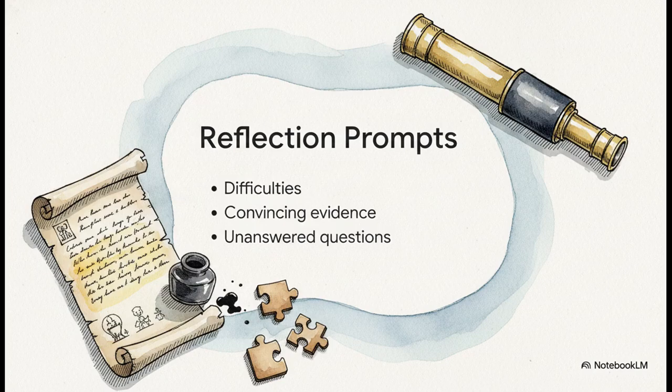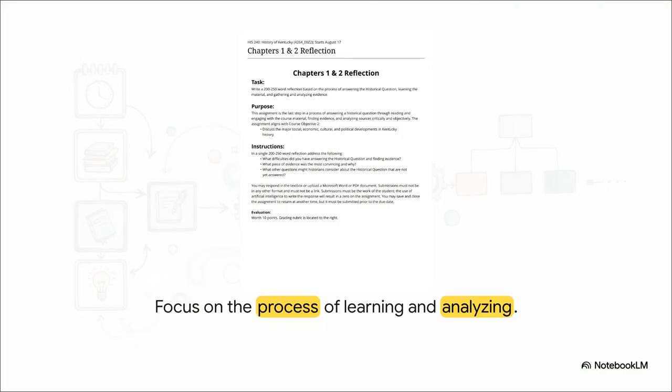In a single 200 to 250 word response, you have to address 3 specific prompts. 1. What difficulties did you have answering the historical question and finding evidence? 2. What specific piece of evidence was the most convincing to you and why? And 3. What other questions might historians consider about this topic that are not yet answered? Your response here really needs to dive deeply into your personal learning and analytical process. Keep in mind, to get full credit here, you need to provide specific examples of the difficulties you faced or precisely why a certain piece of evidence swayed your opinion.